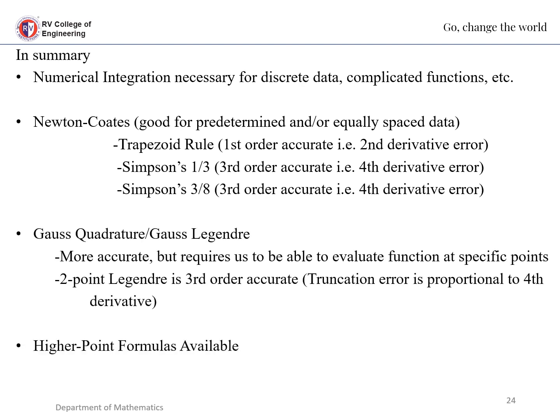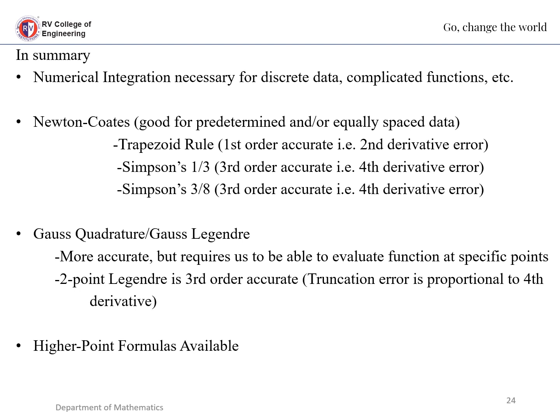Summarizing all the concepts we have learned, we understand that numerical integration is necessary for discrete data and complicated functions where the integral cannot be evaluated. So we have learnt what is called the Newton-Cotes formula. In that we have learnt Simpson's 1/3, 3 by 8 and Weddle's rule. They are very good for predetermined or equally spaced data.